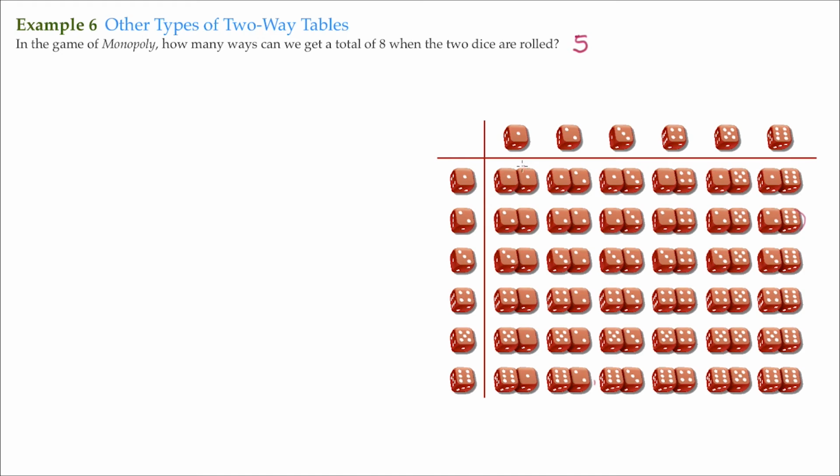Here's a double here. Here's a double here. And a double here. And here. And here. And of course, down here. And we'll be revisiting a dice table in future chapters.